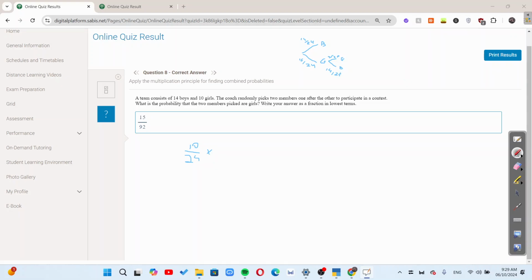But you don't need to draw the tree diagram for every question. So it's 10 over 24 times 9 over 23.